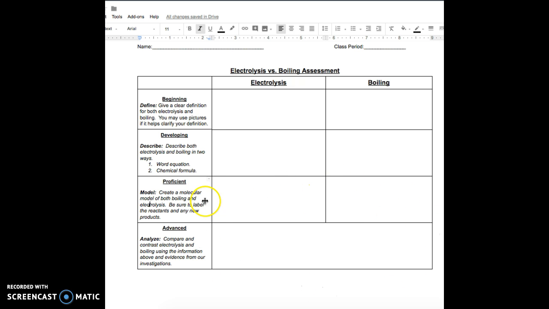Finally, if you're up for it, the level 4 question just asks you to look back at this information and compare and contrast what is similar and what is different about electrolysis and boiling.